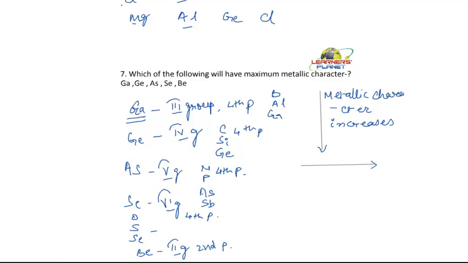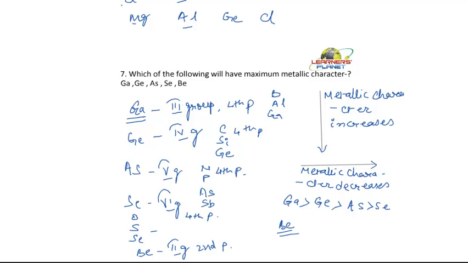Across the period, the metallic character decreases. Right? So say your gallium belongs to the third group, it will be most metallic. Then germanium is the fourth group, then arsenic, then selenium. And beryllium is of course in the second period.